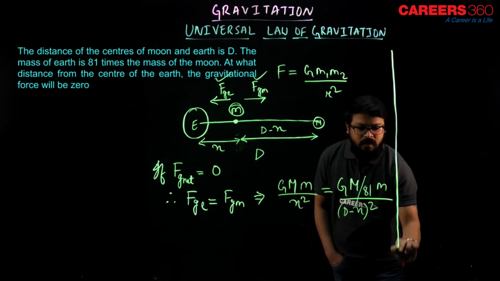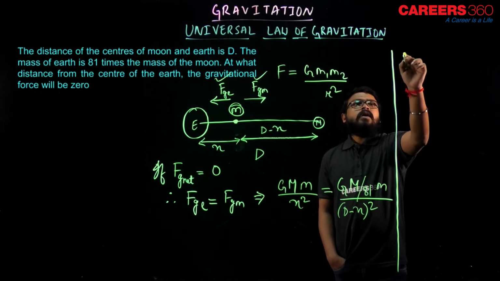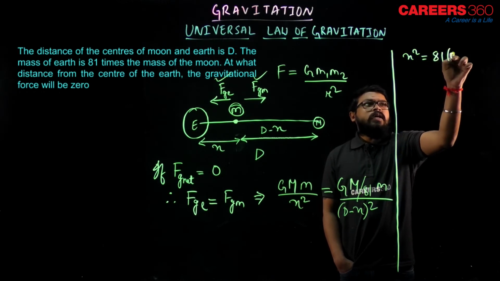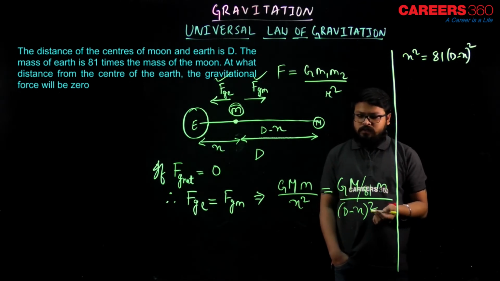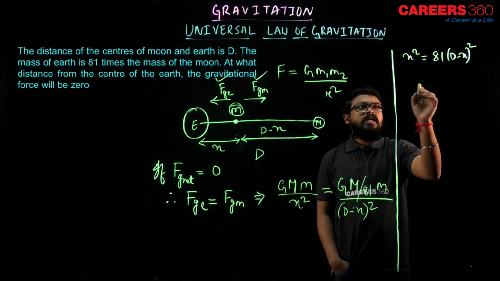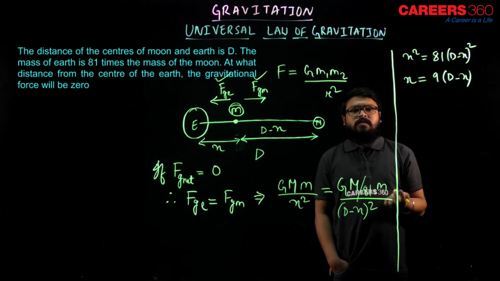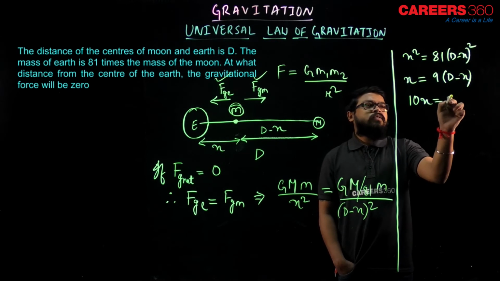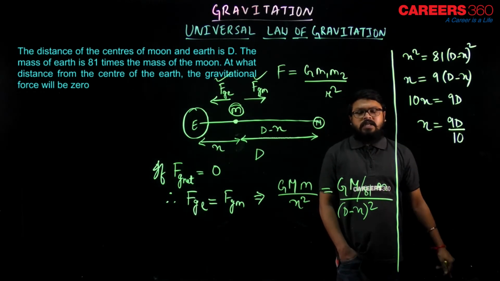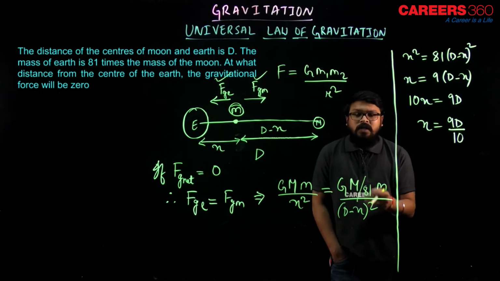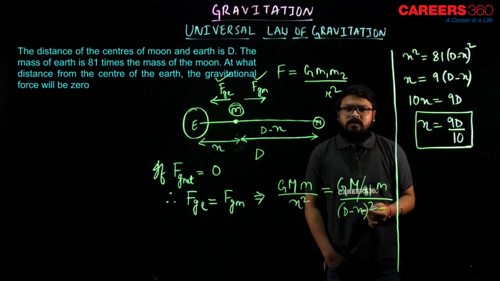So what do we have finally from here? G M gets cancelled, m gets cancelled. So x square equals 81 times (d minus x) whole square, isn't it? Do we have that? Yes, of course we have. So if we take the square root on both sides, what do we get? x equals 9 (d minus x). So from here if we simplify, we get 10x equals 9d, so x equals 9d upon 10. So this is our distance from the center of the Earth at which the net gravitational force is 0. I hope you understood that, right? So that was all about this question.